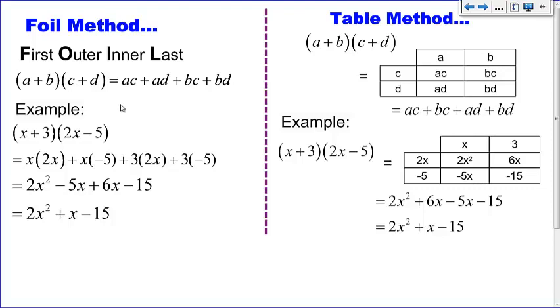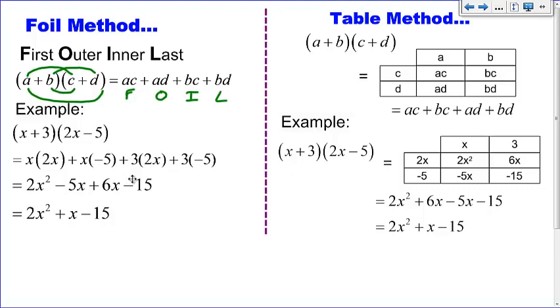Okay, the next method, and in my opinion probably the most popular, is the FOIL method, where you multiply the first terms, the outer terms, the inner, and then the last. So what does that mean? Well, first times first means A times C. Outer times outer, first term and last term, is A times D. Inner times inner is B times C. And last times last is B times D. So first, outer, inner, and last.